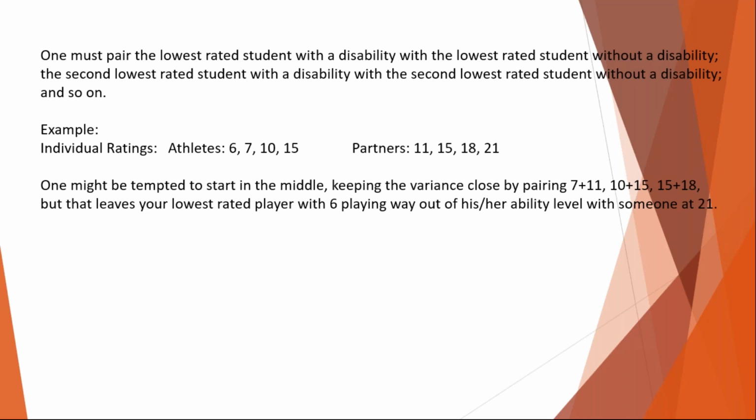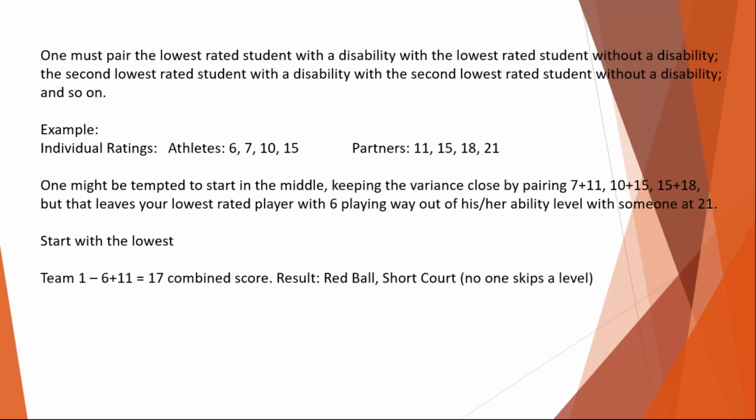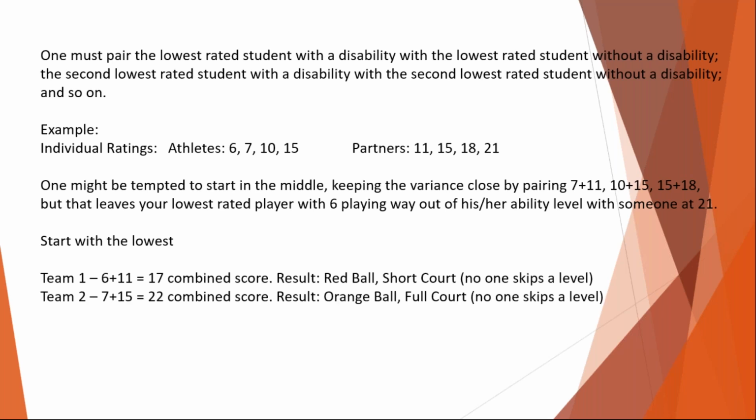But that leaves your lowest rated player with 6 playing way out of his or her ability level with someone at 21. You start with the lowest. 6 and 11 is 17 combined score. The result is red ball short court and no one skips a level. Team 2 would be 7 with 15. They have the greatest variance, but still not as great as 6 with 21. So their 22 combined score results in an orange ball full court and no one skips a level.